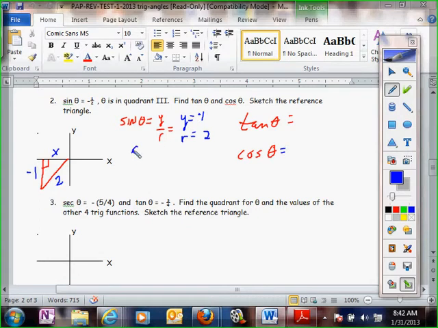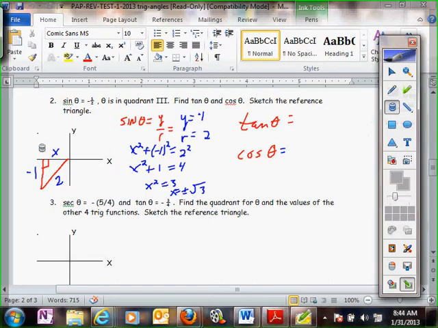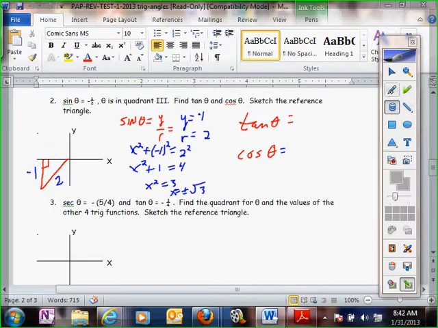This becomes x squared plus y squared is equal to r squared. So x squared plus 1 is equal to 4. Subtract 1 from each side, you get x squared is equal to 3. Take the square root and you get x is equal to plus or minus square root 3. And again, because we're in the 3rd quadrant, x is negative, so it's the negative version there. It's -√3. And now using note card 4 and those ratios involving x, y, and r, you can find what tangent theta is and what cosine theta is. And I'm going to leave you to that.